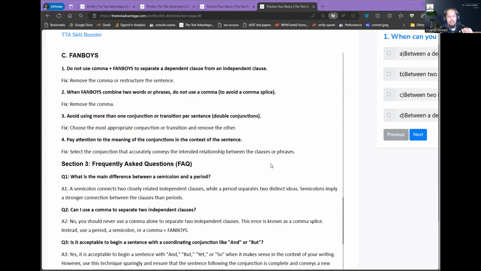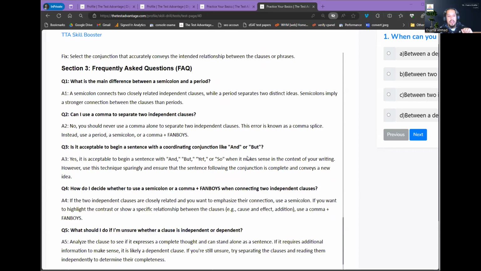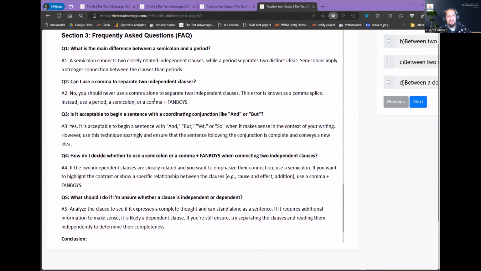And that's it. What is the difference between a semicolon and period? Not a big difference between them, just so you know. Can I use a comma to separate two independent ideas? Never. صحيح مالك؟ ما ينفعش يبقى عندي independent comma, independent, never in your life. Is it acceptable to begin a sentence with and or but? مقبول. It's acceptable. ممكن أبدأ أي sentence with أي حاجة, generally speaking.